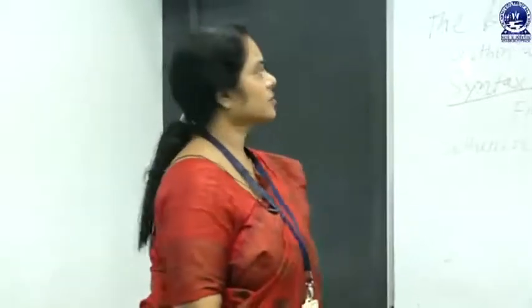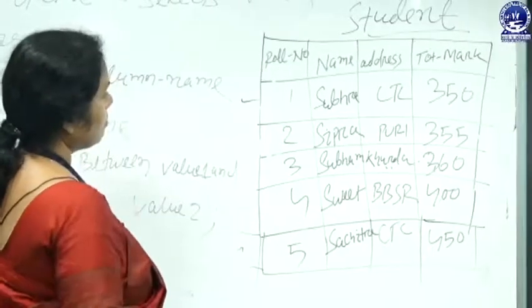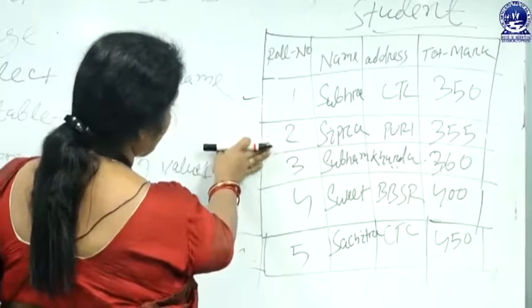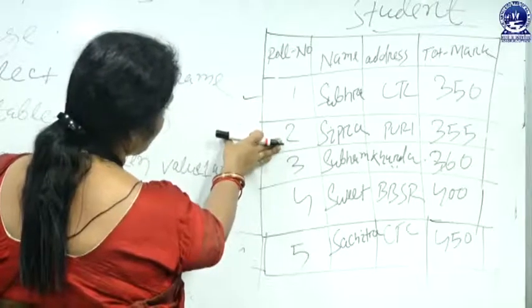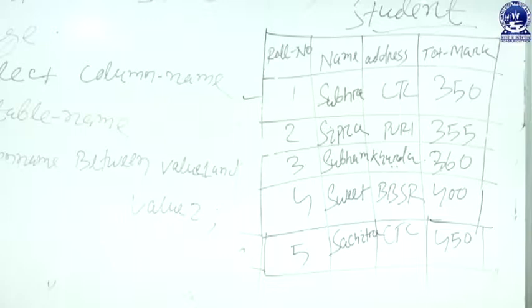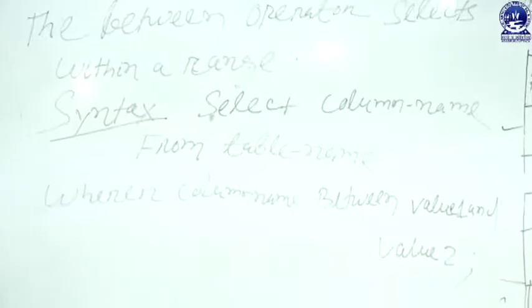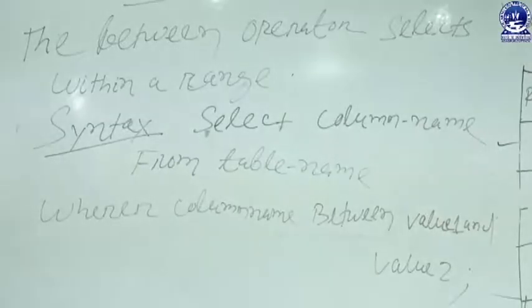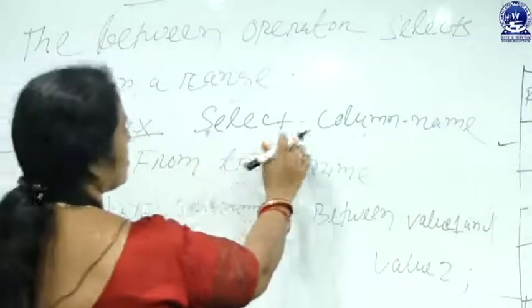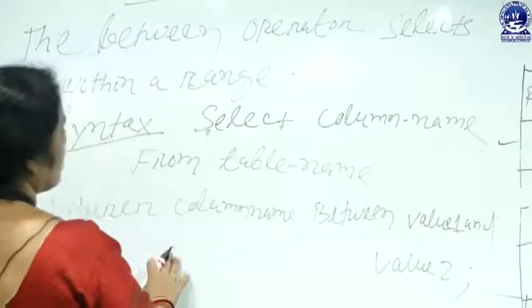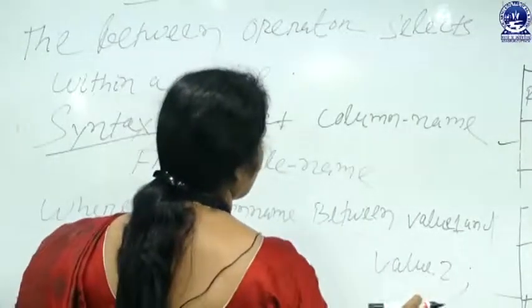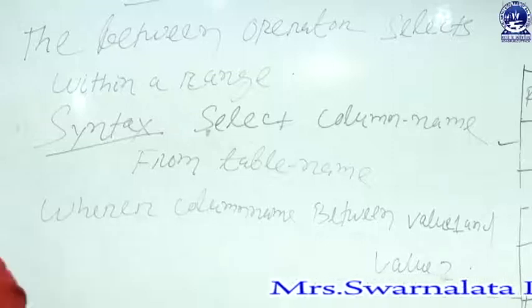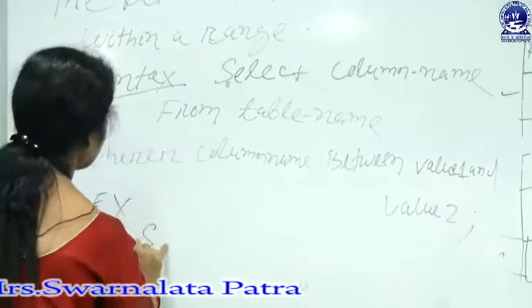Next, let us start the between operator. Suppose I want to display the roll number values between 2 and 5. For that, I have to use the between operator. The between operator selects values within a specific range. The syntax is select column name from table name where column name between value 1 and value 2 semicolon.